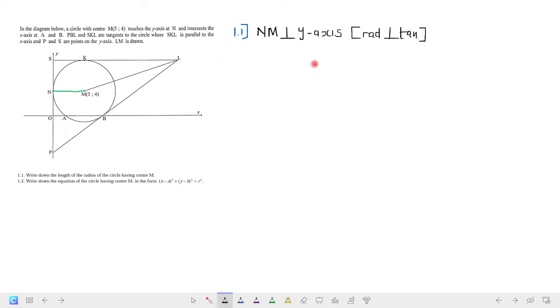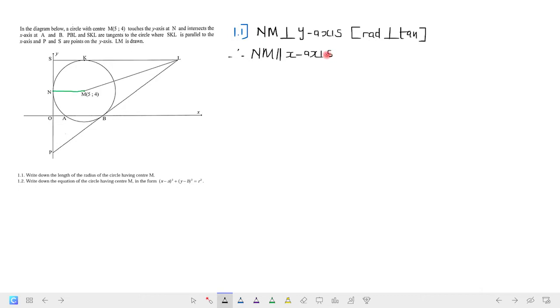Then after that, what are we going to do? If MN is perpendicular to the y-axis, it basically means that NM is parallel to the x-axis. And if MN is parallel to the x-axis, let me just rewrite this: parallel to the x-axis.